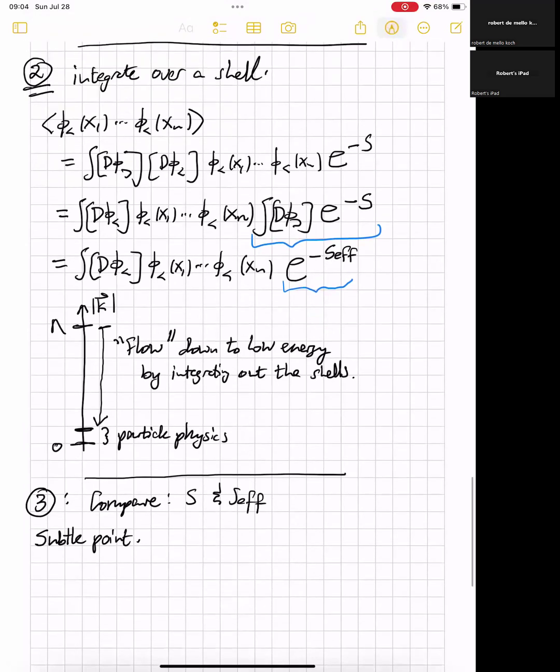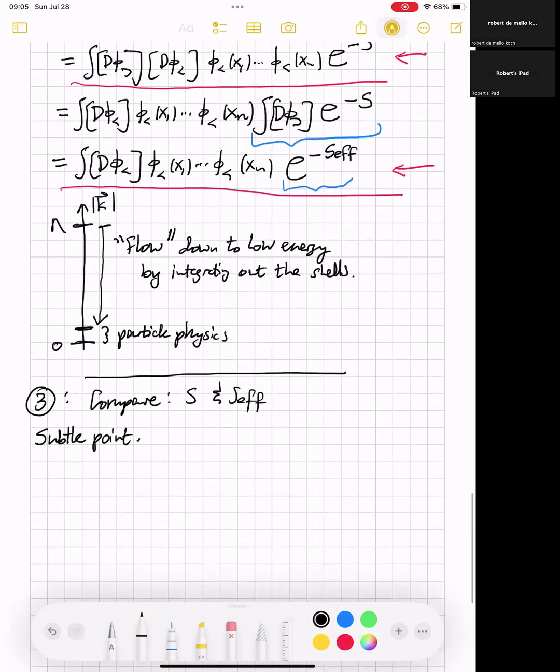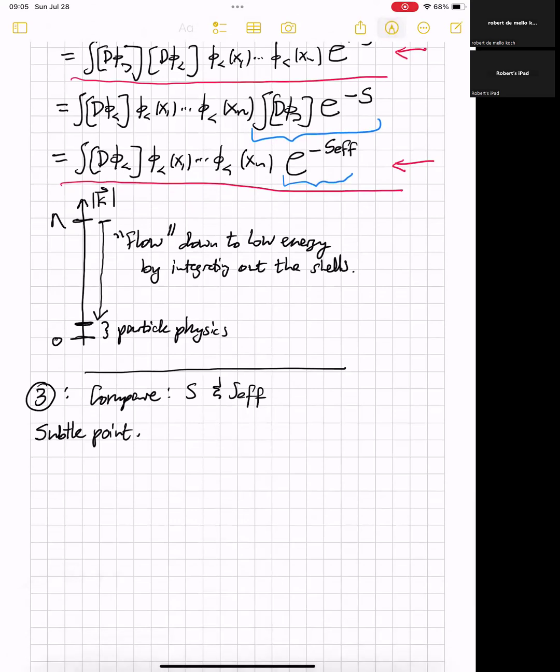S and S effective are defining two integrands. So take a look at this line over here. This is where S appears in the integrand, and this is where S effective appears in the integrand. Notice that in this first line, we integrate over phi greater than and phi less than, and in this bottom line, we only integrate over phi less than. So what is the subtle point?